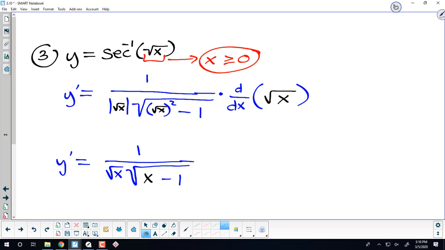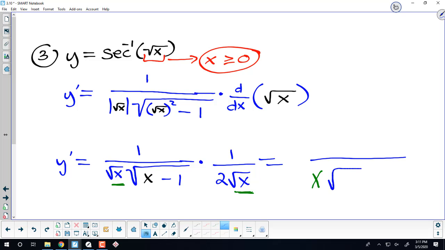times the derivative of the square root of x, which we've seen enough, 1 over 2 square root x, or 1/2 x to the negative 1/2. And then we can multiply these two roots together, root x times root x, and simplify that. So we have just x times the square root of x minus 1, all over 1, or 1 over all of that stuff. That's our derivative.